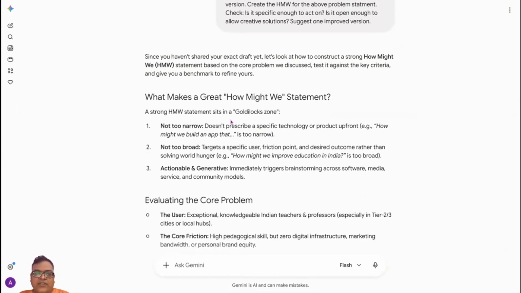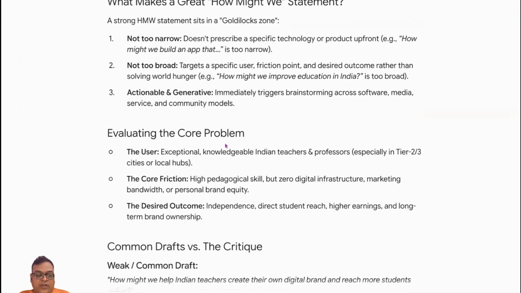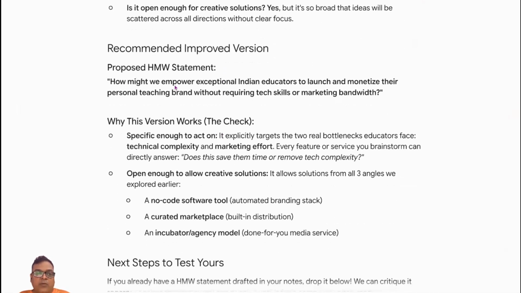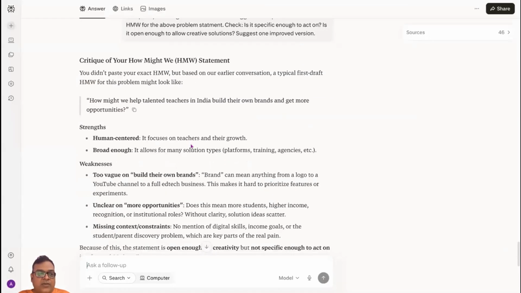A strong HMW sits in a Goldilocks zone, right? Not too narrow, not too broad. So here is the proposed version. How might we empower exceptional Indian educators to launch and monetize their personal teaching brand without requiring tech skills? And this is much better, because that was the thought intentionally, that there are a lot of exceptional teachers, but they're not getting a platform to build their own brand. Okay. And let's look at the last one.